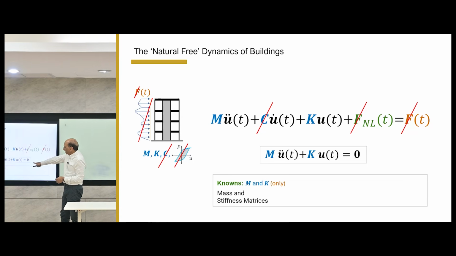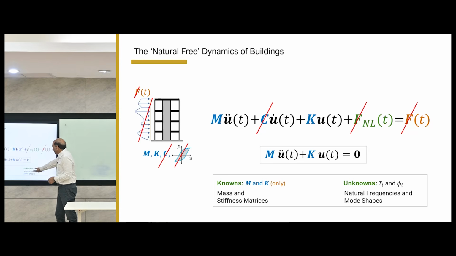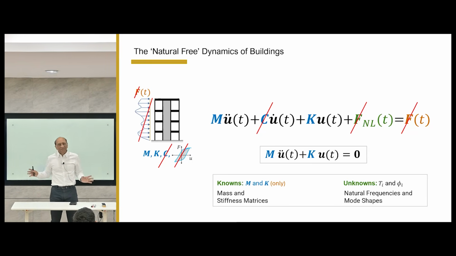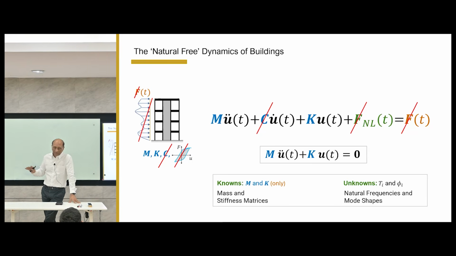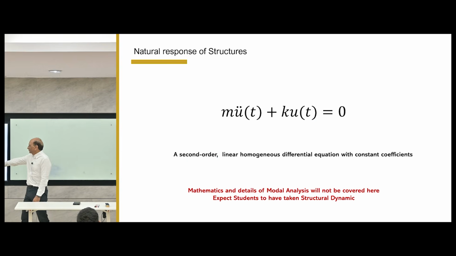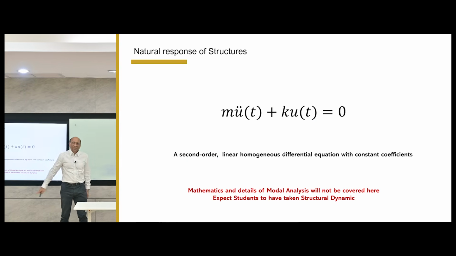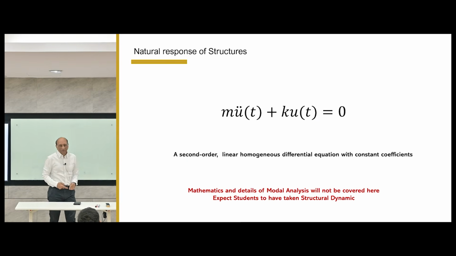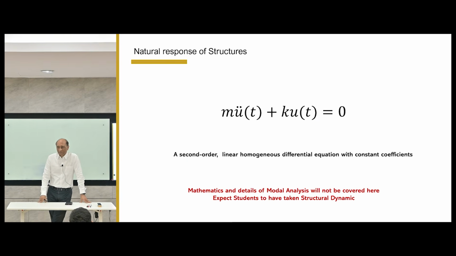So known is M and K. All right. Unknown is the omega and phi. So omega is the natural frequencies, and the mode shapes will come out of that. The math is not that complicated, but I'm not going to go into detail at all. Okay, so that's the equation, and read the red line. I will not go into the math of solving this equation, right? Not my job. I'm just going to use this for the structure and show you how we can apply it and use it.